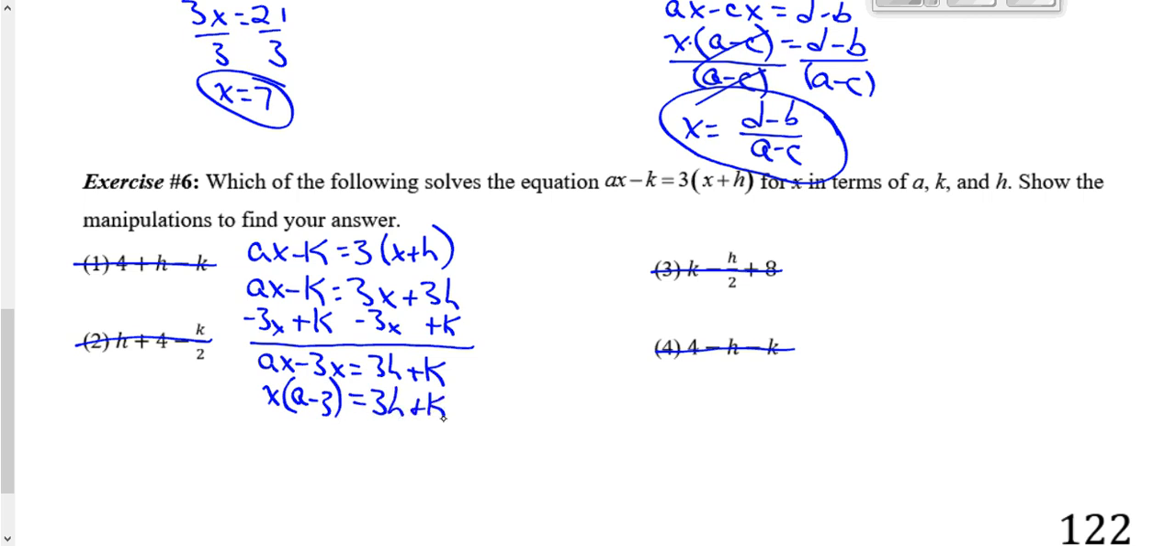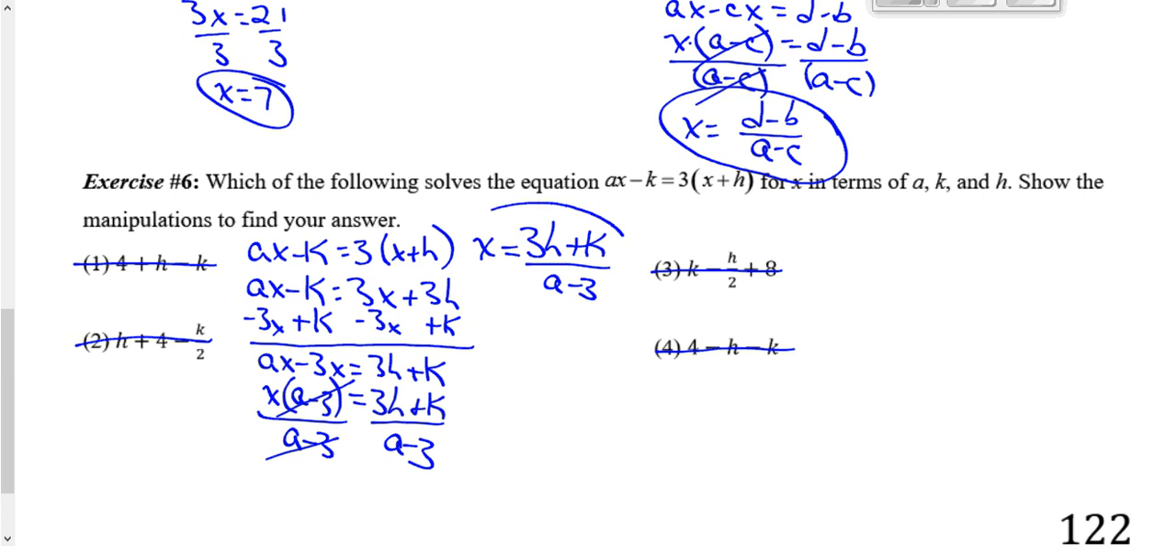Equals 3h plus k, right? Divide both sides by a minus 3, because that'll cancel and that'll cancel, and we'll get x equals what? 3h plus k over a minus 3. Okay? I know those answers were in the ballpark of that. Actually, I think these are the answers from the multiple choice on the page before. Okay?